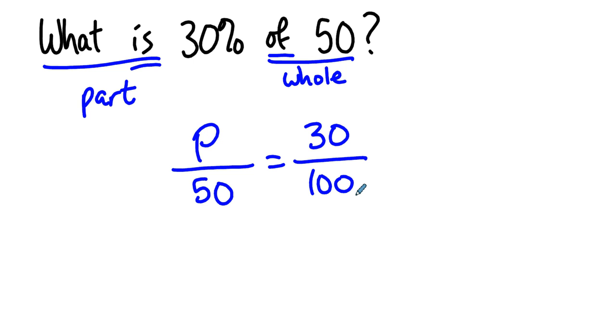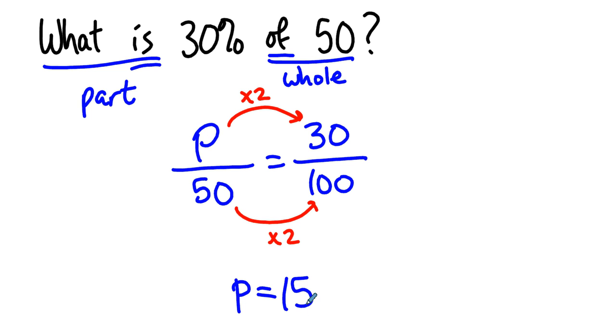Questions of this type are always solved in this way. Anytime you're looking for the part and you know what the whole is and you have the percent, it always sets up this way. And then either by cross multiplying or by recognizing that we multiply by 2 this way, so we multiply by 2 this way, P is 15. 15 is the number we're looking for. 15 is 30% of 50.